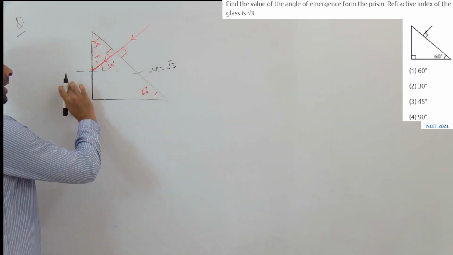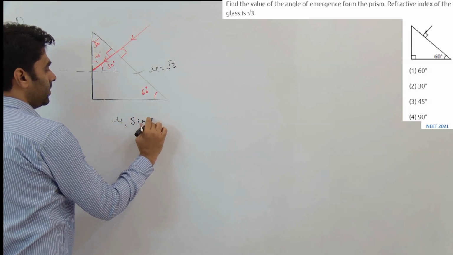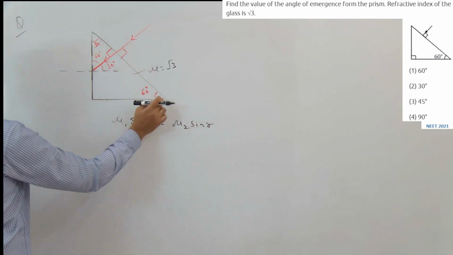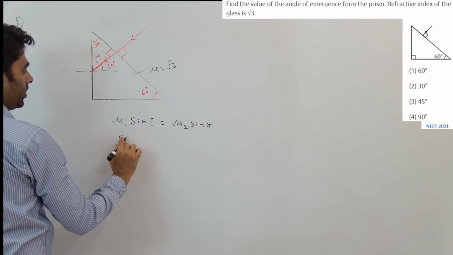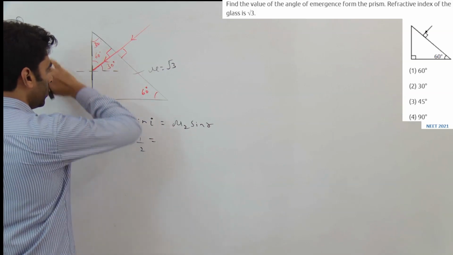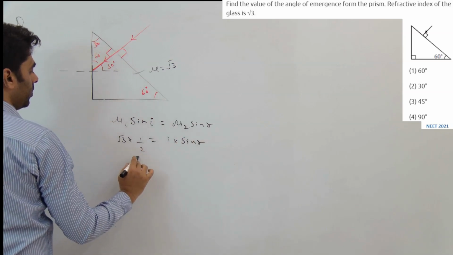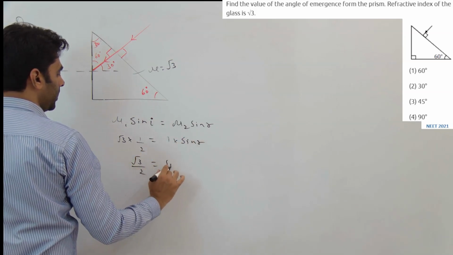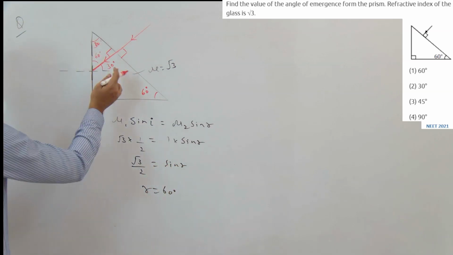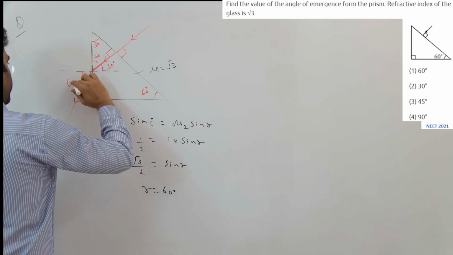Now let us apply Snell's law at this surface. mu1 sin i equals mu2 sin r. mu1, the refractive index of the prism, is given as √3. Sin i is sin 30, that is 1/2, equals mu2, outside obviously it's air, into sin r. So how much are we getting? √3/2 equals sin r. That implies r is 60 degrees. It's coming from denser to rarer, so it will be something like this. This angle will be 60 degrees.